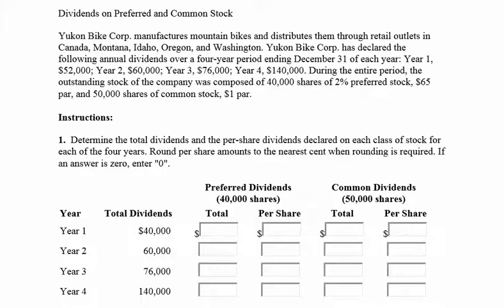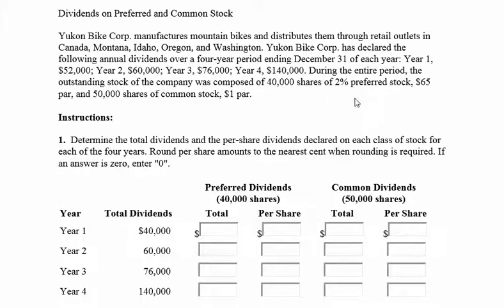Hi everyone, this is Mrs. Unruh, and I wanted to take a few minutes to show you how the calculation of dividends on preferred and common stock works. This company has 40,000 shares of preferred stock outstanding and 50,000 shares of common stock outstanding.